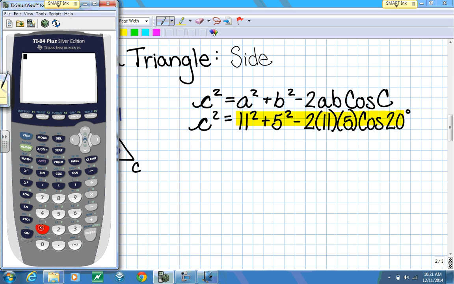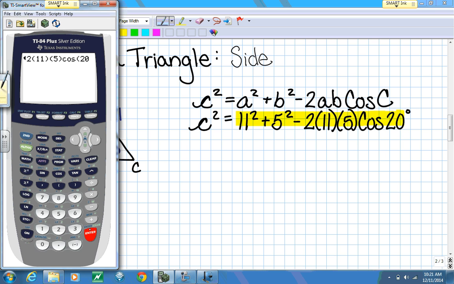So I'm going to go ahead 11 squared plus 5 squared, minus 2 times 11 times 5, and then times the cosine of 20 degrees.